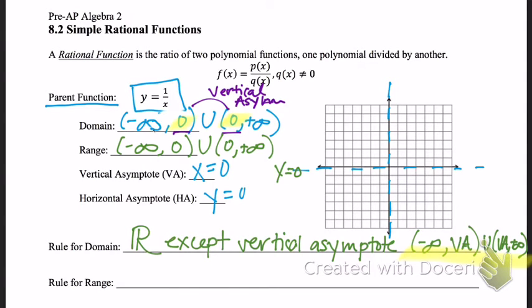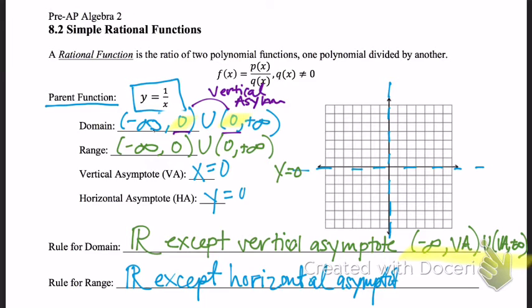Then we have the same rules for range. It's going to be all real numbers, that's what the R means, all real numbers, except my horizontal asymptote. So it's going to be negative infinity to horizontal asymptote, so my HA, and then a union, and then HA, horizontal asymptote, to positive infinity. So if you can kind of memorize these, then that'll be helpful.